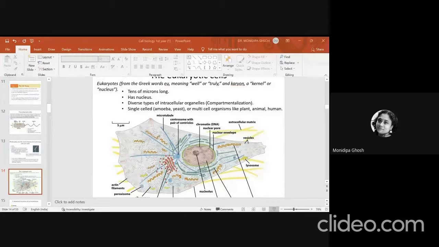So they can digest anything through the lytic enzymes inside them. There are vesicles, different types of vesicles, vacuoles, and microtubules, centromere. You can see there are two sky blue colored centrosomes inside this one, and there are actin-like filamentous structures of these centrosomes.